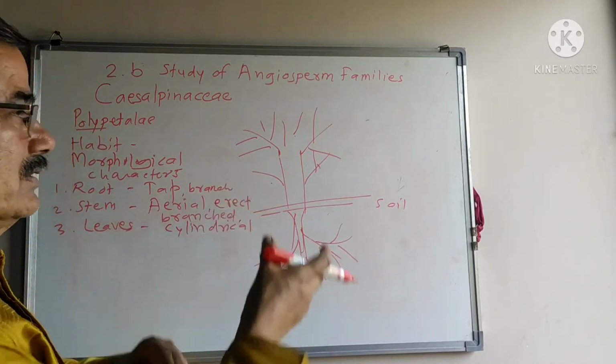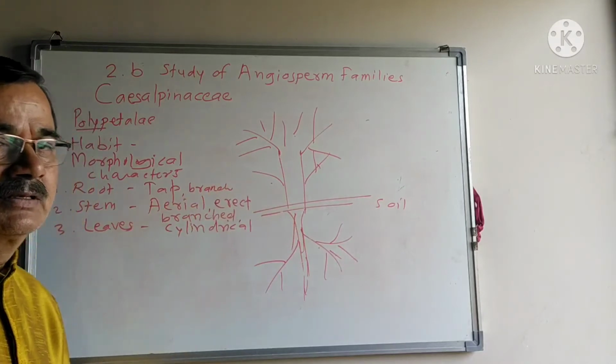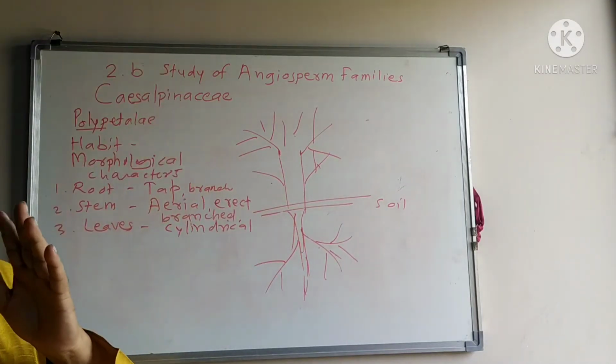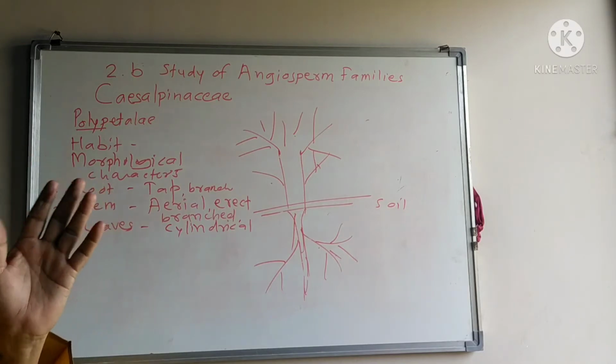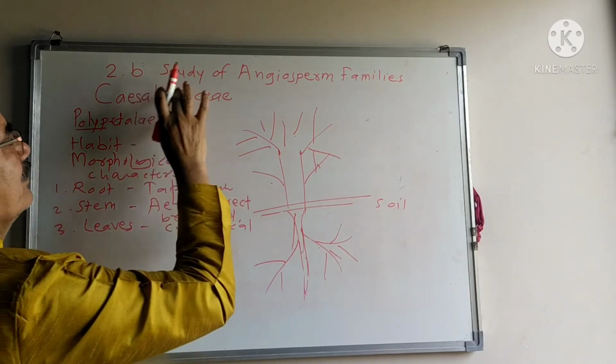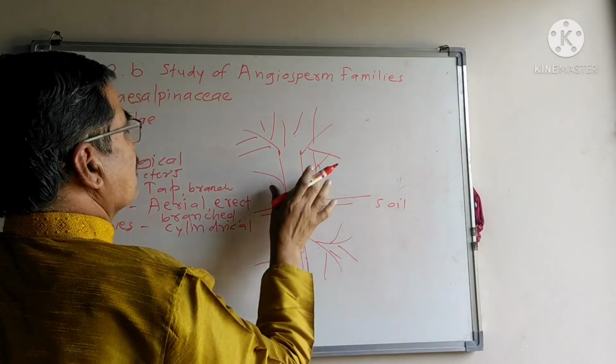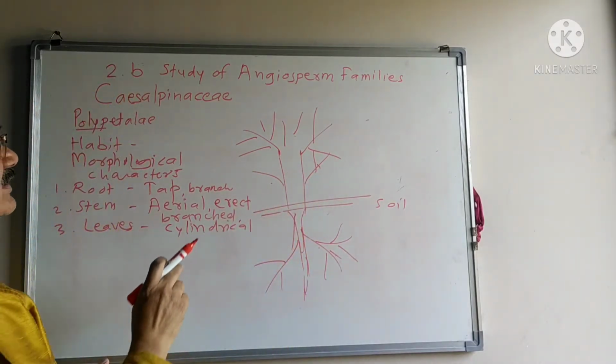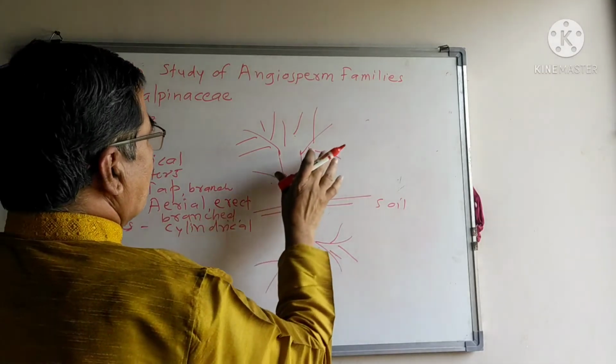Cylindrical means its outer surface is a cylindrical one. In some plants they are quadrangular, triangular, rectangular, pentangular. But in the Caesalpiniaceae family, the stems are circular. They are also known as cylindrical ones.